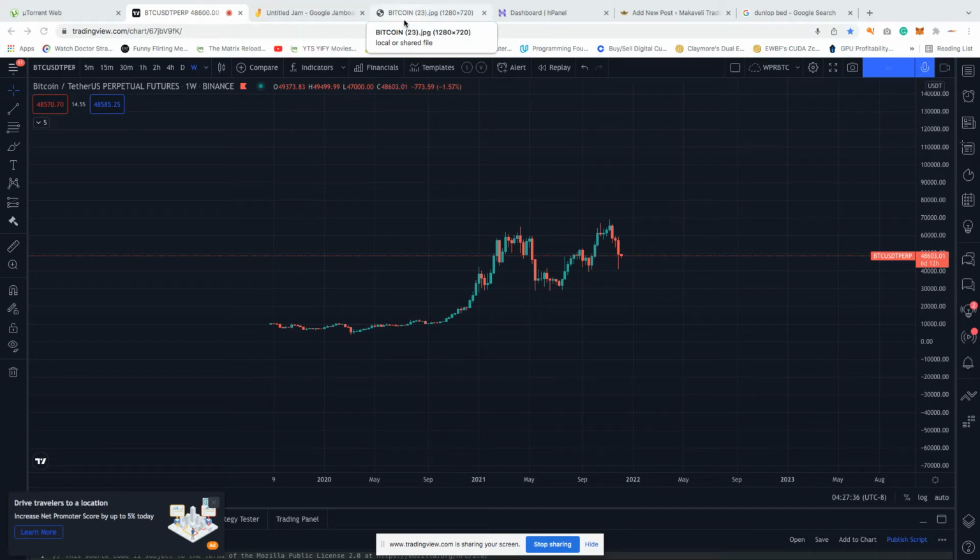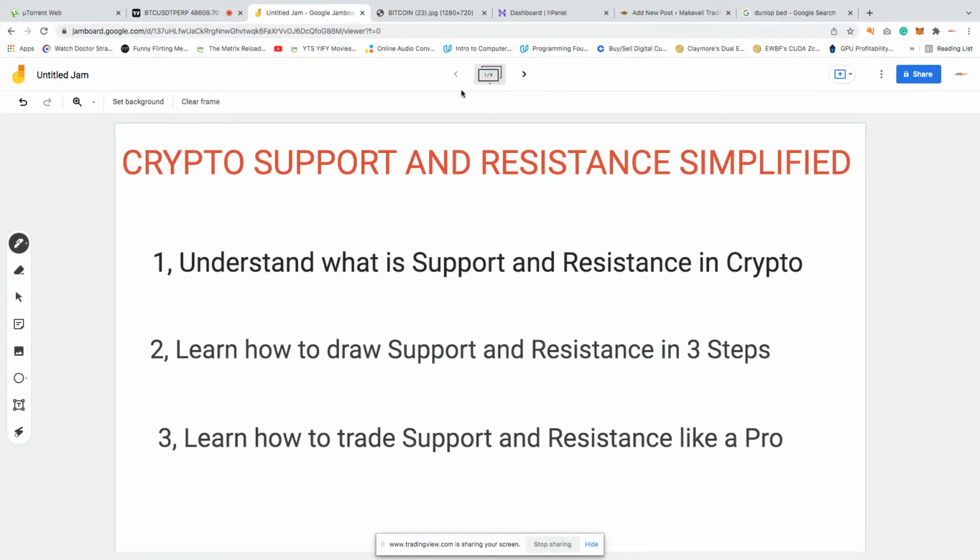I am Bitcoin Gorilla. In this video, I am going to simplify support and resistance in crypto. Crypto is so volatile that support and resistance is constantly breaking, leaving a lot of people wondering what this support and resistance is. I know you must have heard about it, and today I, Bitcoin Gorilla, am about to simplify support and resistance for you in my own way.